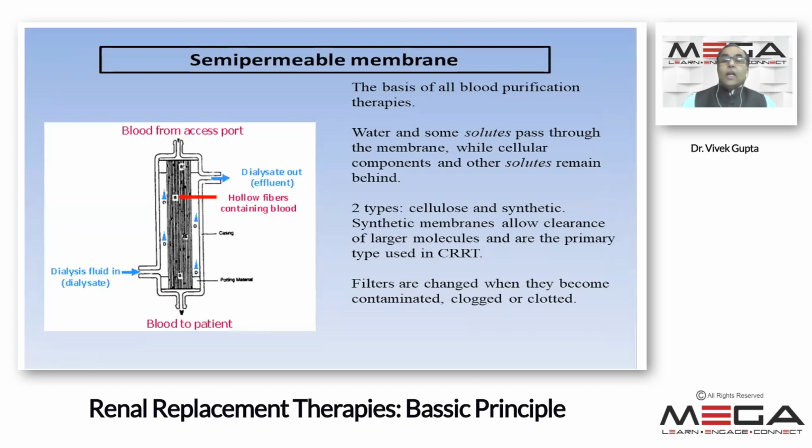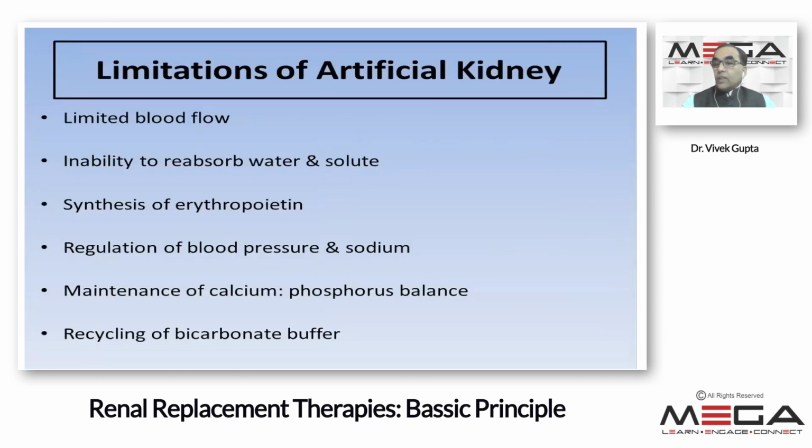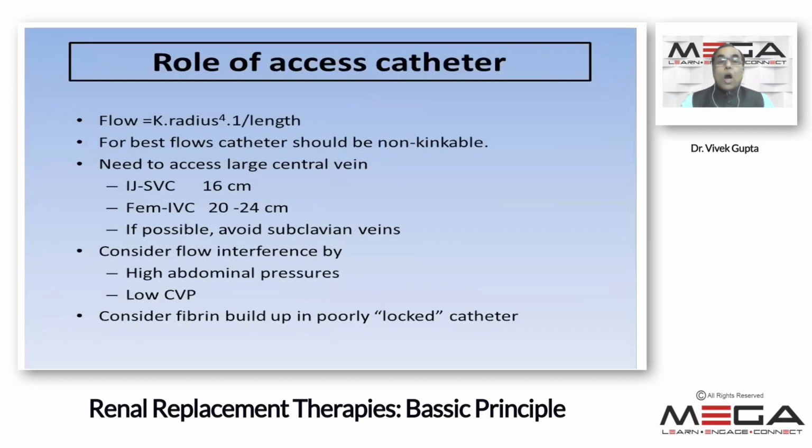So these are basically semi-permeable membranes, and water can easily move through this membrane, but certain solutes can pass and certain solutes cannot pass. There are two types of membranes, cellulose and synthetic. Synthetic membranes are usually used in CRRT, and these are of different kinds. You can see the AN69 membrane and other membranes, and these filters can be continued until they are clotted, clogged, or contaminated. They then need replacement. So we have already discussed that the artificial kidney has a limitation of blood flow, does not have synthetic functions, and calcium-phosphorus balance is not regulated.